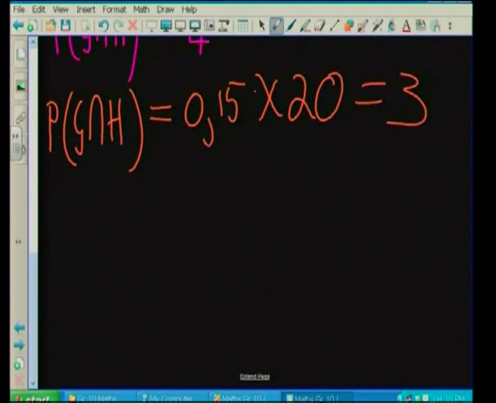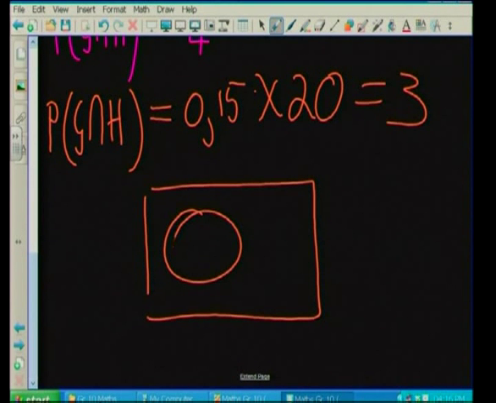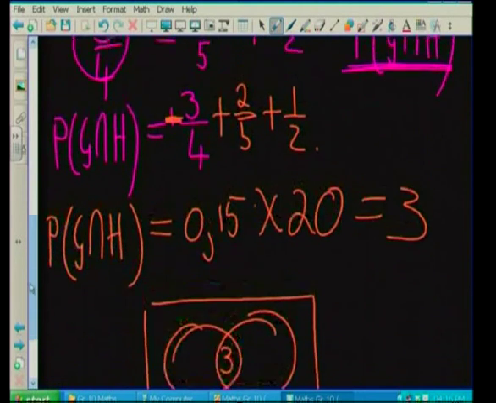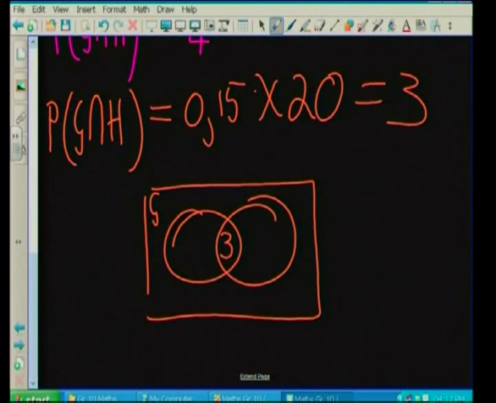So therefore, using the probabilities backwards, I would have been able to say, right, there were 3 elements in the intersection. We were also told the probability of G was 2/5. Now, if the probability of G is 2/5, I can say 2/5 times 20, and that means that there were 8 elements in G, but of course I need to subtract the 3 that are in the intersection, so that gives me 5.